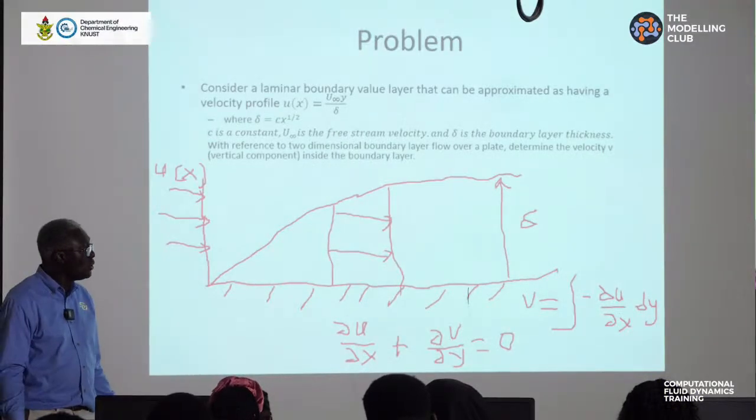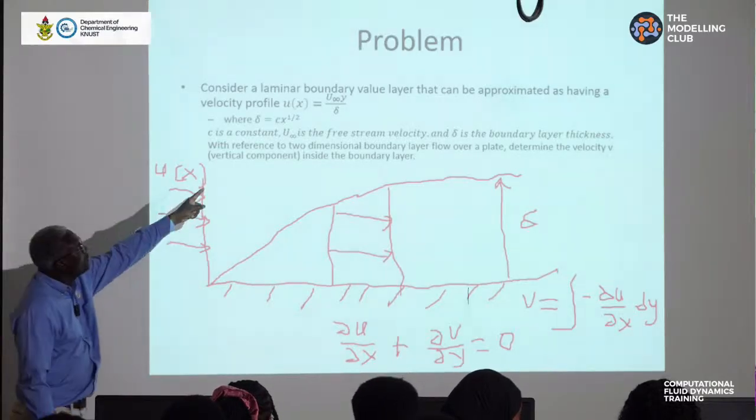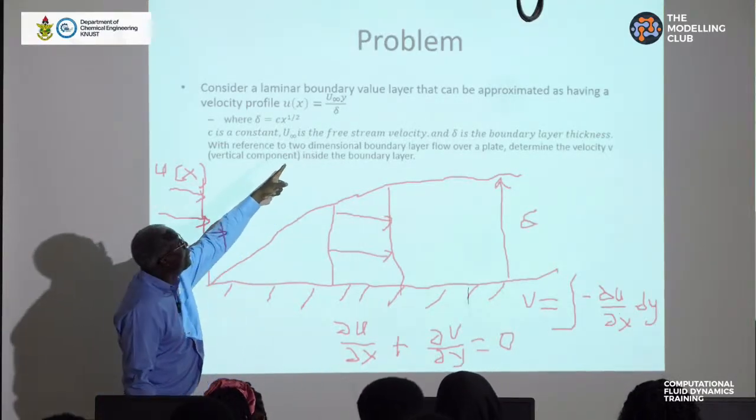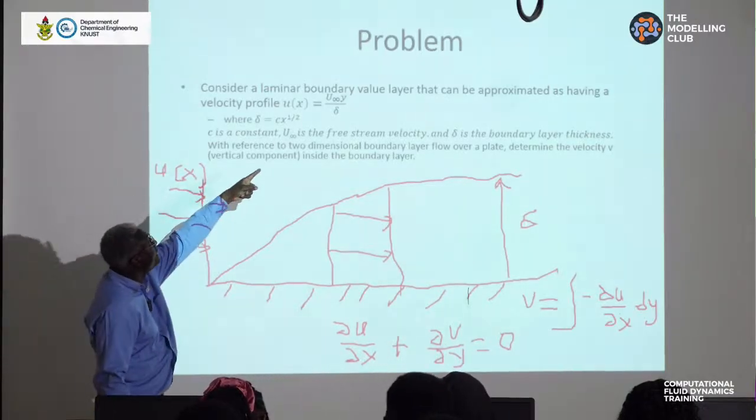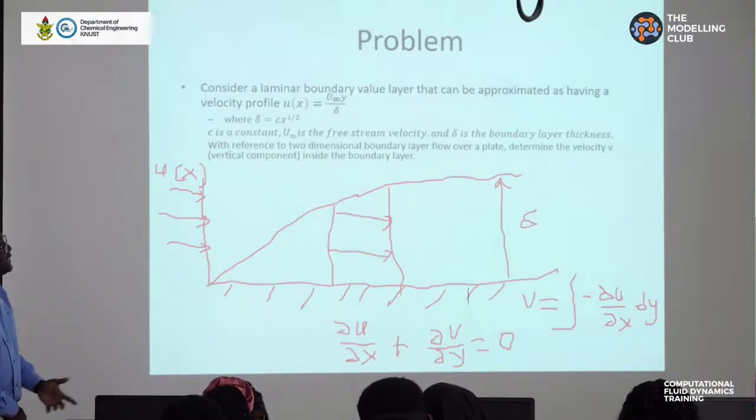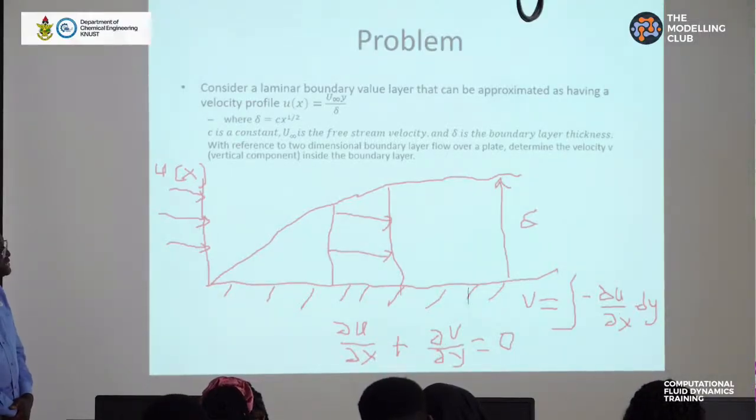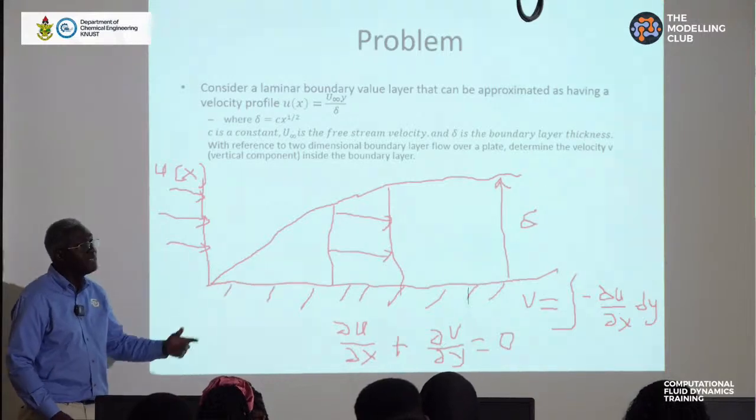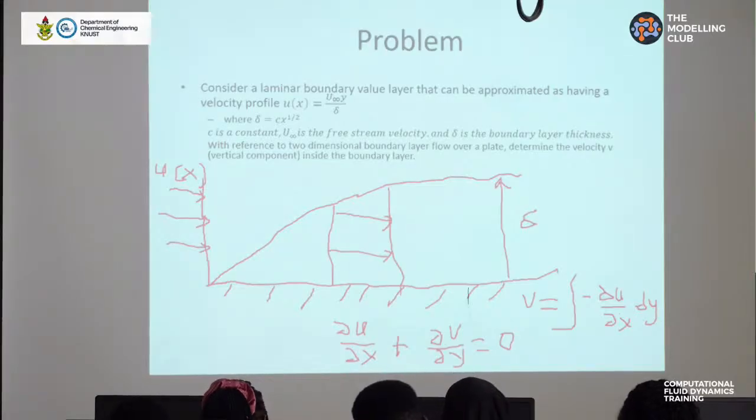Now, do we know du dx? We can find it. We first have to substitute for delta in u of x. Once we substitute for delta with c times x to the 1/2, then we can take the partial derivative of u with respect to x, substitute into that equation and then integrate it. So that's a homework problem. Any comments or questions?